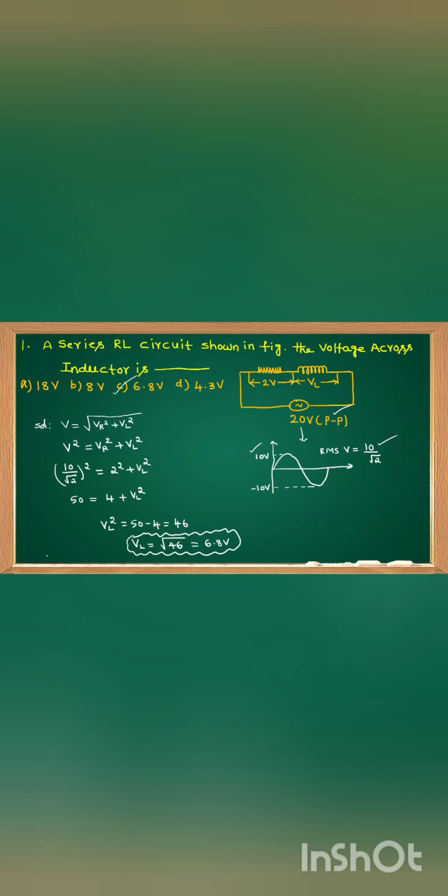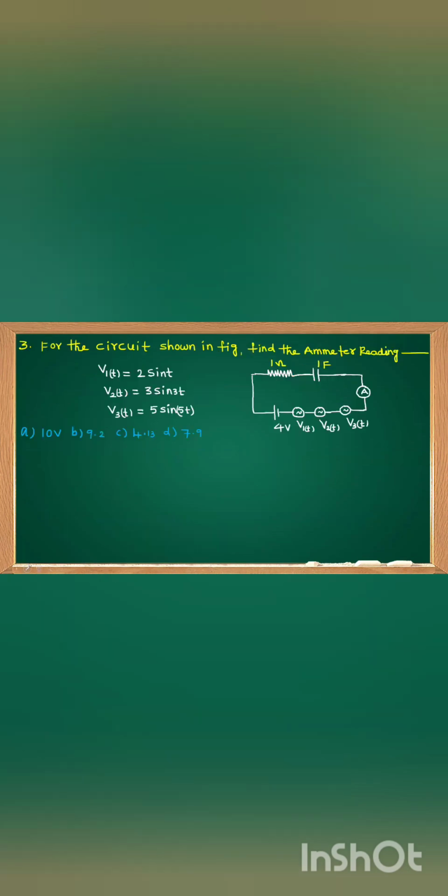Okay. Next, can you try this? This is problem number 2. For the circuit shown in the figure, find the ammeter reading. V1 of t is 2 sin t, V2 of t is 3 sin 3t, V3 of t is 5 sin 5t. What is the ammeter reading? You have to calculate. Come on, do it.